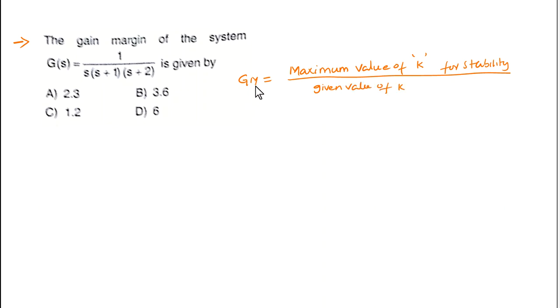Okay, so what is the default given value here? The K default value, the minimum value, is nothing but 1 here. Now I want to find the gain margin here. To find the gain margin, first I will take the characteristic equation of this G of S, so G of S is equal to S into S plus 1 into S plus 2.